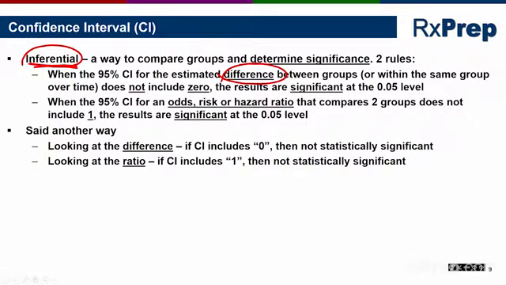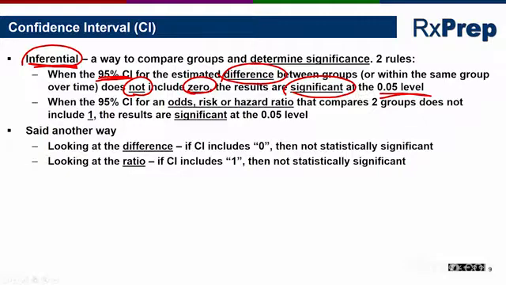If you're looking at the difference between 2 groups, you're going to subtract one group from the other group. The column you have would be the difference between the 2 groups, and you look at that confidence interval. If it does not include 0, then the results are significant. And of course, if we're talking about a 95% confidence interval, they're significant at the 0.05 or 5% level.